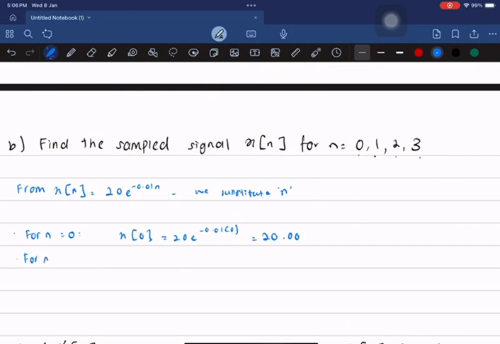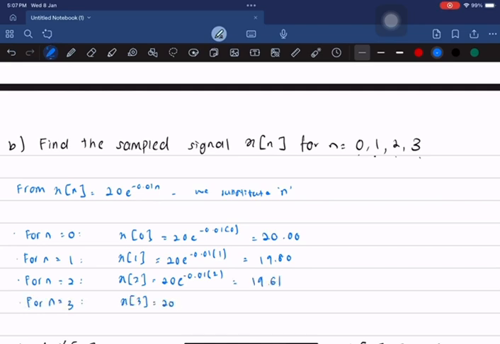For n equals 1, x[1] equals 20 e^(−0.01×1). In sequence, in order, we substitute n up to 3. So this is the final result we got for question 1b.